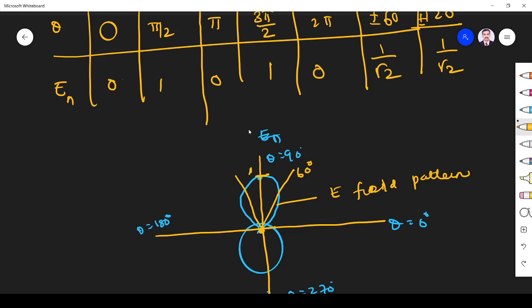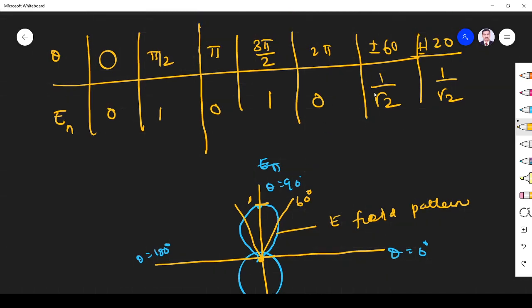Right? When theta is equal to 60, its value is 1 by root 2 of the maximum value. 1 by root 2 into 1 I can write. So it is 1 by root 2 of the maximum value. Similarly, this is 60. Similarly, when it reaches 120 degrees, here it is 120 degrees. The value is 1 by root 2 of its maximum. I can write 1 by root 2 into 1. So 1 by root 2 of maximum. Do you understand why I normalized?